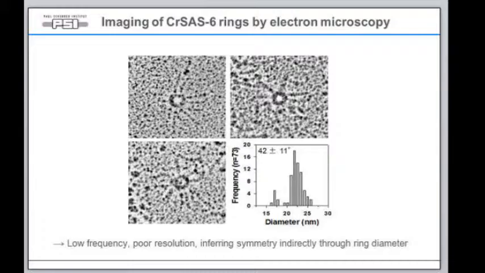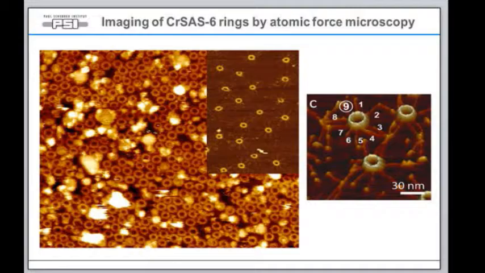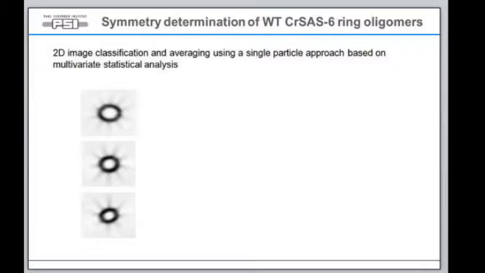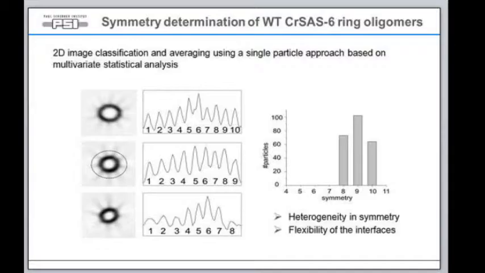So we changed from EM and went to atomic force microscopy and now obtained very nice preparations and very nice images of these SAS-6 ring-like oligomers in vitro. And in this case, we did not have to infer symmetry from the ring diameter, but we could count spokes directly. So what we did is we collected several hundreds of such images. We applied image classification methods, and based on the density that you see here around this ring, we could infer unambiguously from our classes the symmetry of each individual particle population, as shown here.